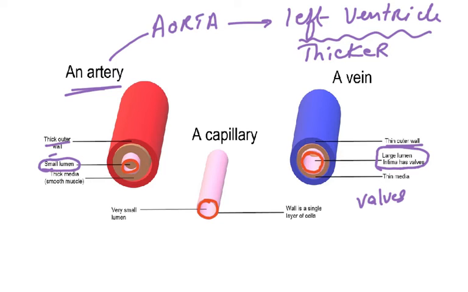But outside the inner lining, as we call the inner lining of the blood vessels, there is a muscle layer and there is elastic tissue in this wall here. There's smooth muscle and there is elastic tissue.